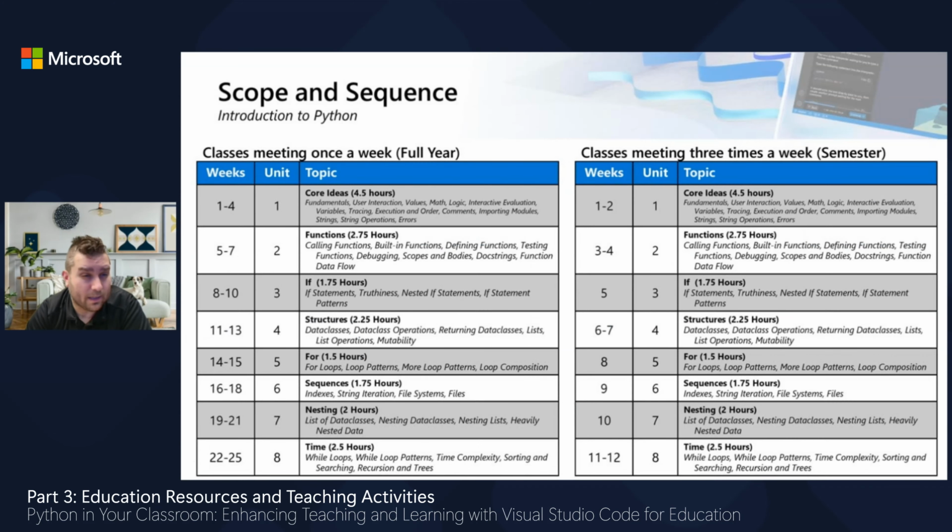Also, we encourage you to take a peek at the scope and sequence model that's listed here, whether you meet once a week and wish to offer this as a full year course or as a semester where classes are meeting 3 times a week. We've broken out the individual units that are available for you and the anticipated time that it would need to be completed. We invite you to take a peek at this list.